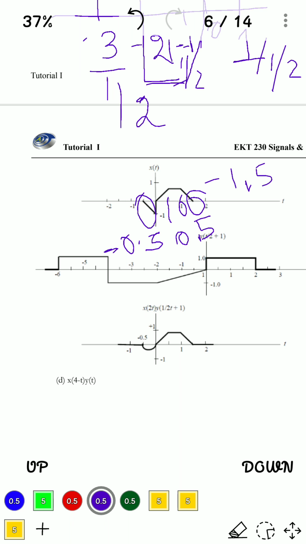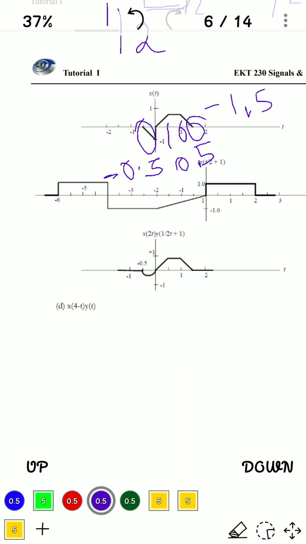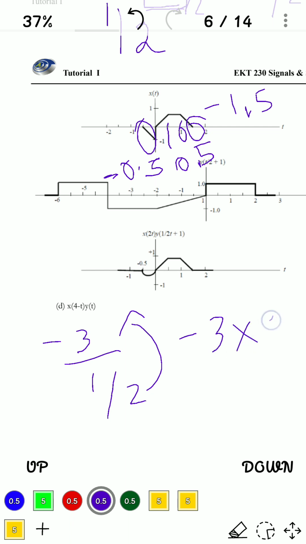I'll make a list here. First let's start with minus 3. What is minus 3 divided by 1 by 2? You get it as 2 here. So you shift it upward, you get minus 3 into 2, which is minus 6, right? Yes, minus 6. So that is what is here. And then just a second.